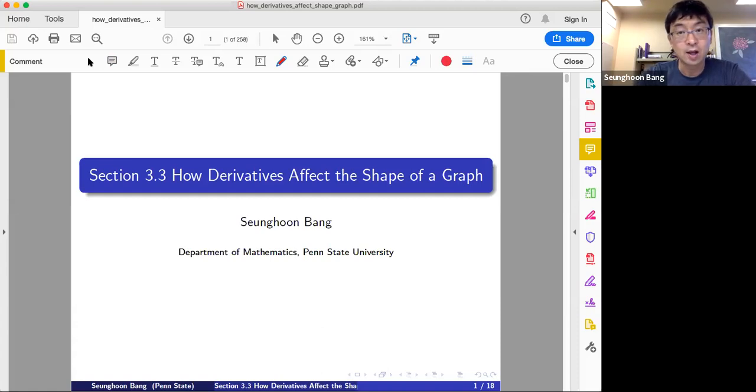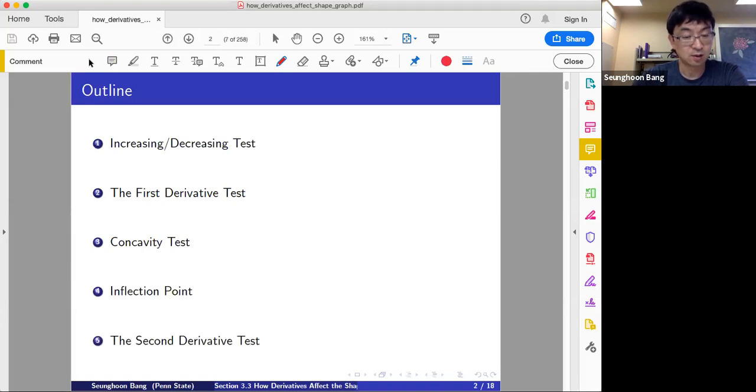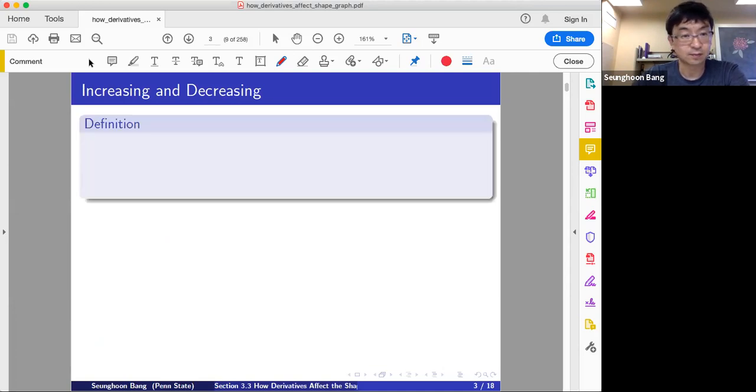Okay, so today I want to talk about section 3.3, how derivatives affect the shape of a graph. Just like the outline, I want to talk about the increasing/decreasing test, the first derivative test, the concavity test, inflection points, and the second derivative test. I want to talk about all these things. So first one, increasing and decreasing.